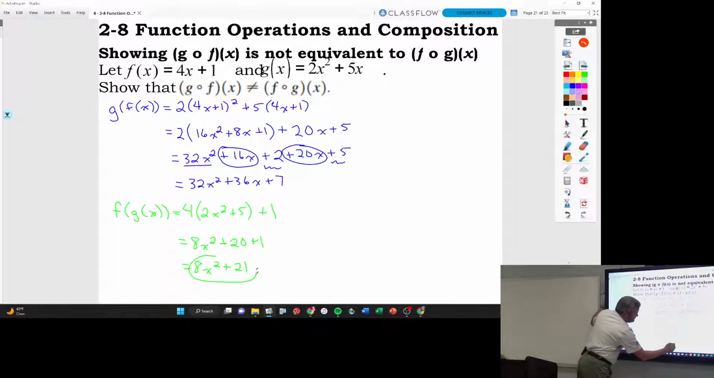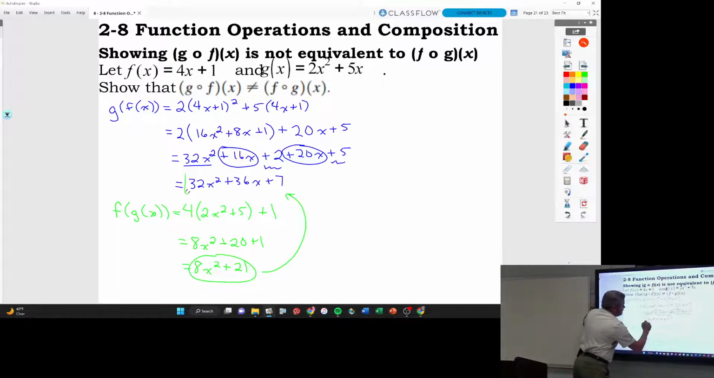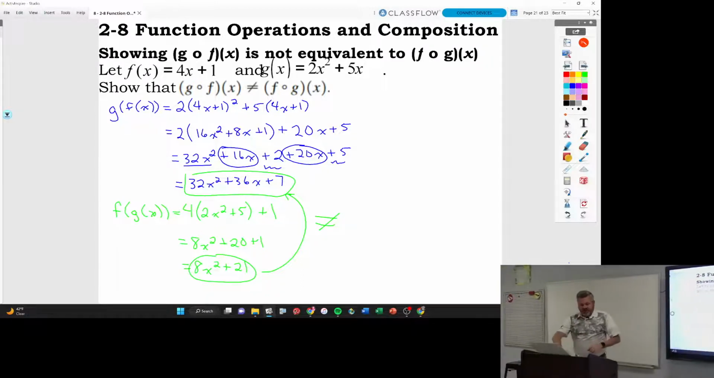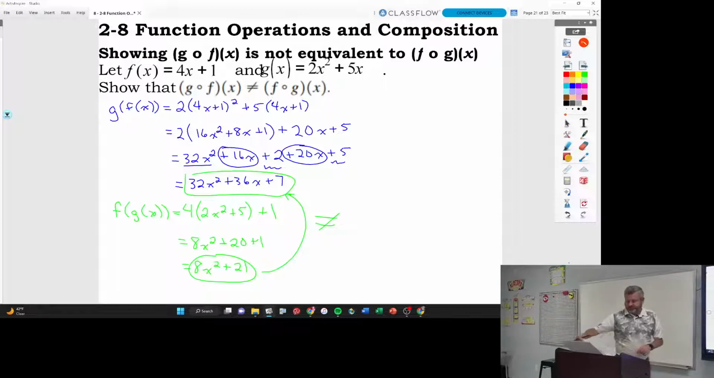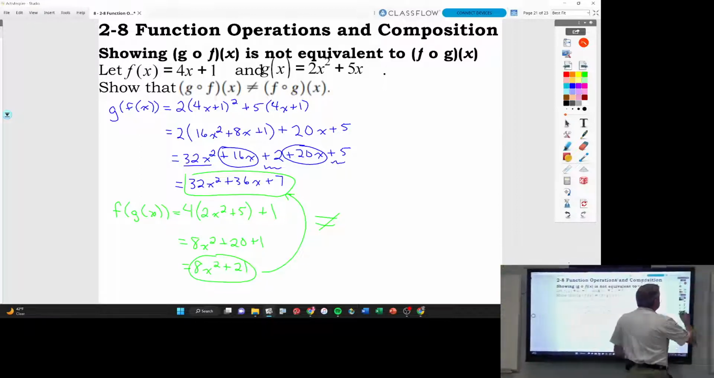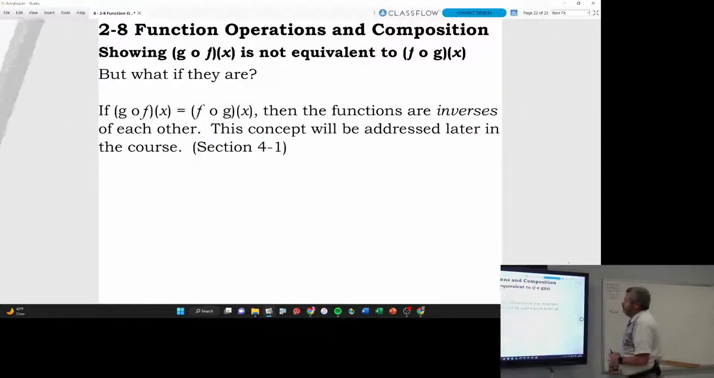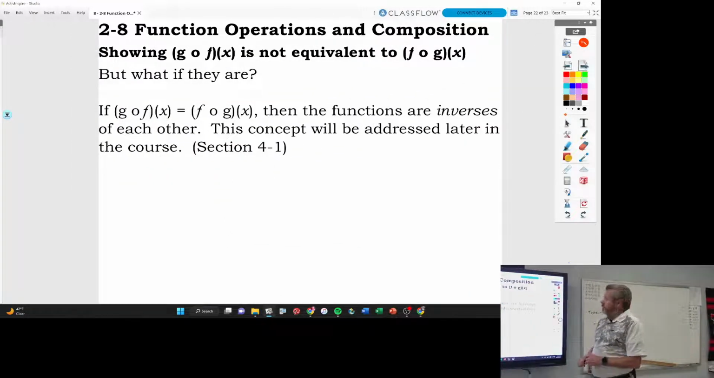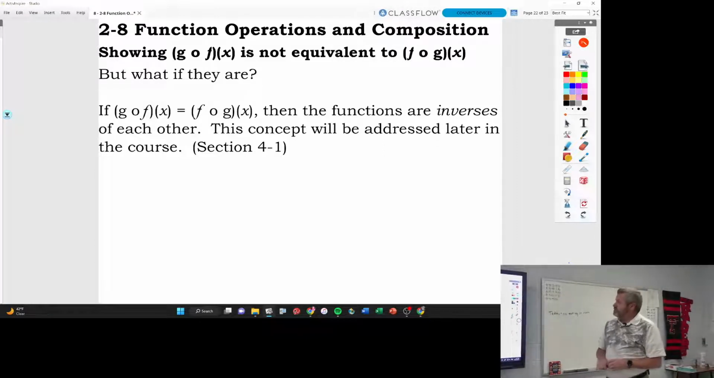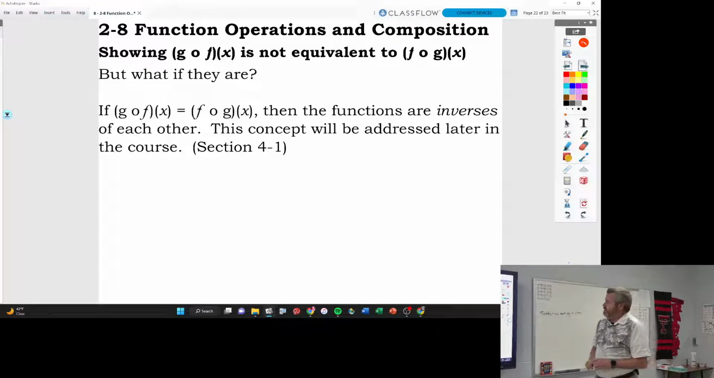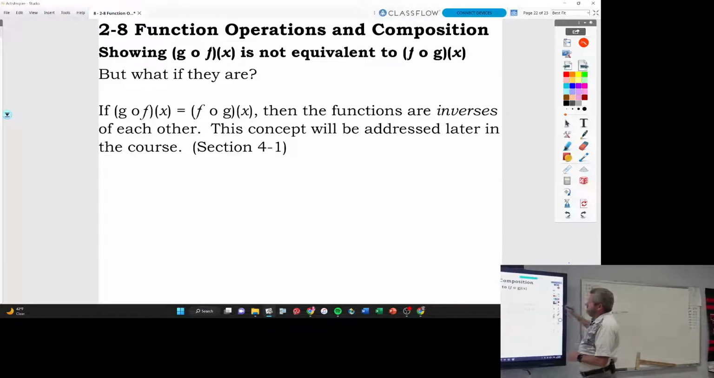And you'll notice that these two things right here are not equal. So f of g of x and g of f of x are in fact not the same. But what if they are? If g of f of x equals f of g of x, then the functions are called inverse functions. This concept will be addressed in section 4.1.